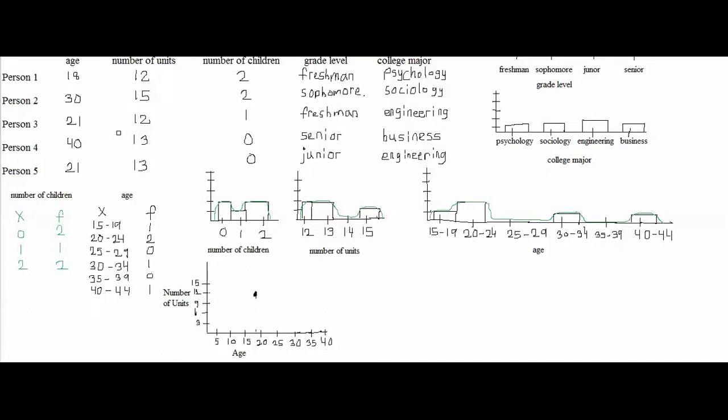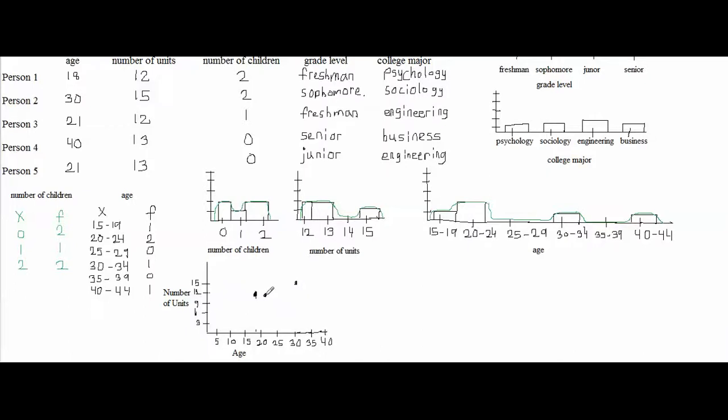What about person 2? Person 2 is 30 years old and is taking 15 units. The age of 30 is right here, and 15 units is right here. So those meet up right here. This is 15 units. This is 30 years old. What about person 3? Person 3 is 21 years old and is taking 12 units. So 21 years old is a little bit above 20, and 12 units is right here. So it's going to be right next to this dot because they're both lined up with 12 on the y-axis.